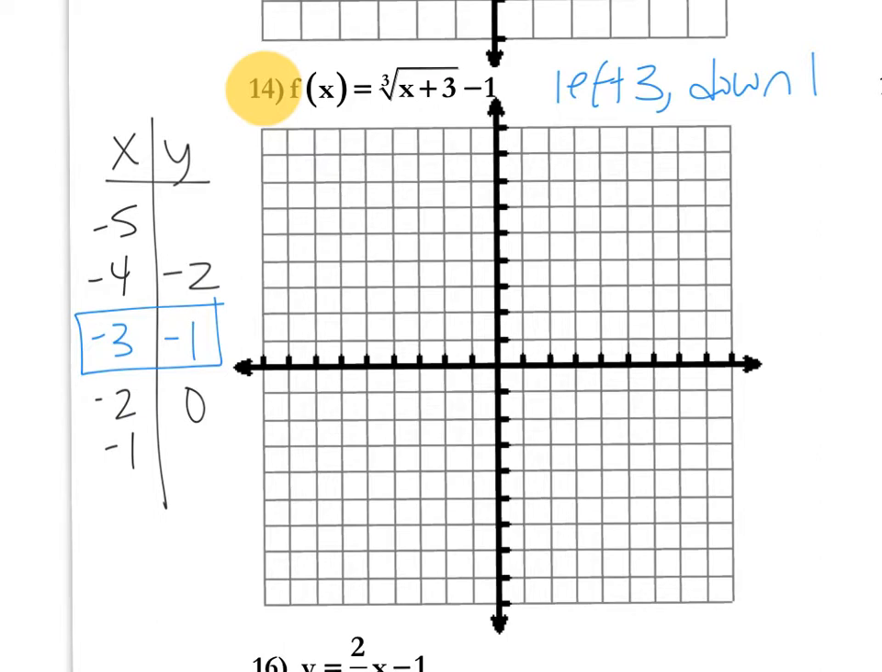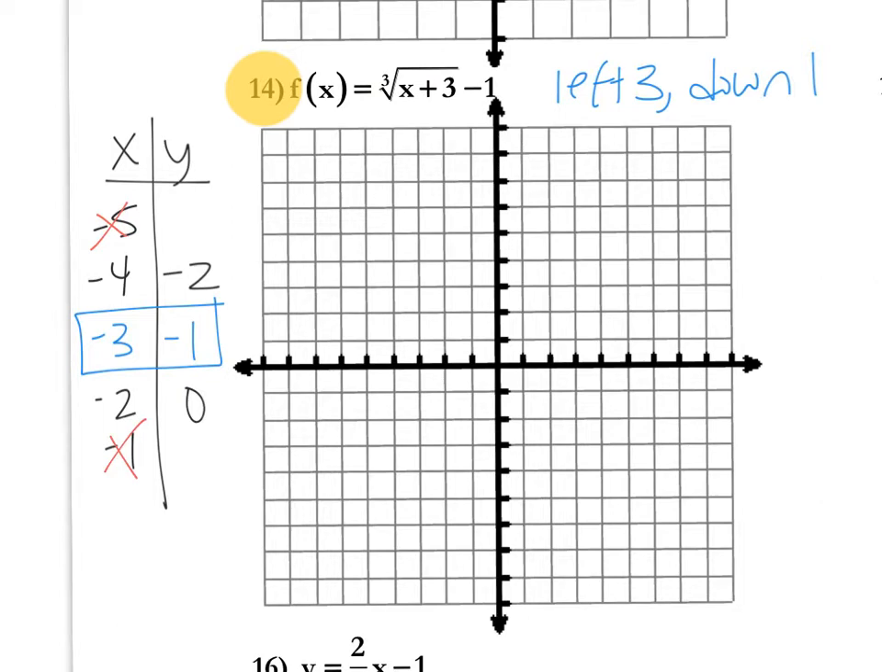So maybe what I should do is choose a different number. And this is the same thing with negative 1. When I plug negative 1 in here, I get positive 2, and I can't cube root positive 2. So I'm going to try and pick better numbers. And here's where you're going to need to do some thinking.